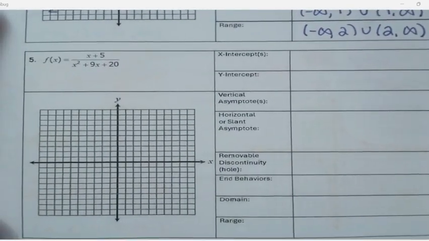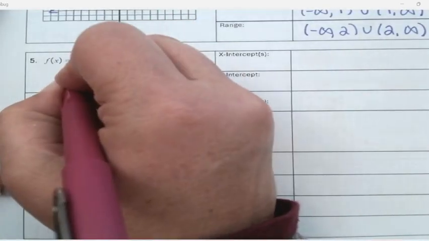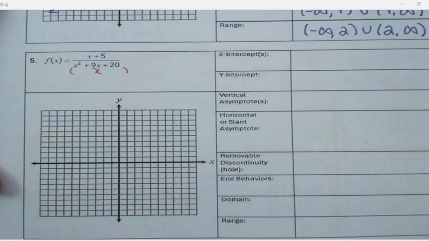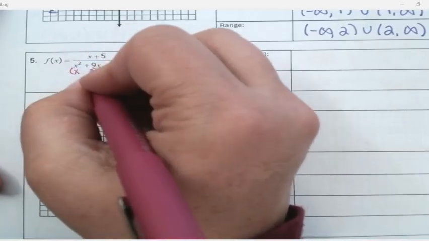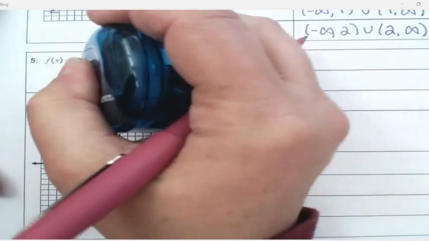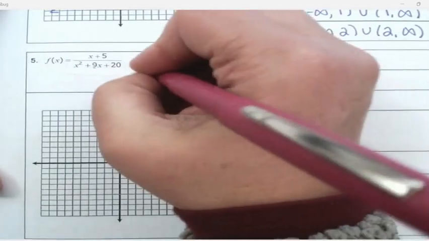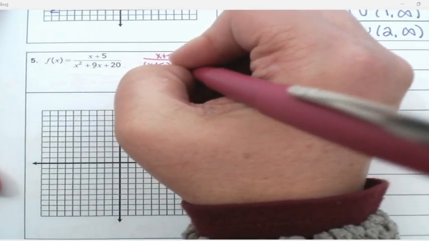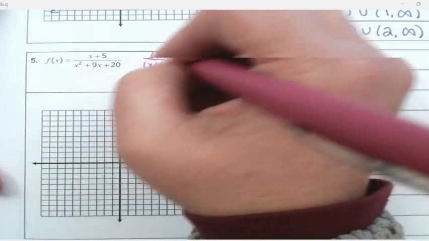All right, I'm going to do one more. I'm going to zoom through number 5 real quick. We're going to find all this stuff. First thing I need to do is simplify. I think this bottom factors, 2 numbers that multiply to 20 and add to 9. 5 and 4. Okay, so I'm going to come over here. X plus 5 over x plus 5 and x plus 4.